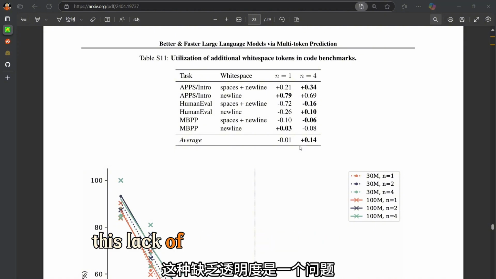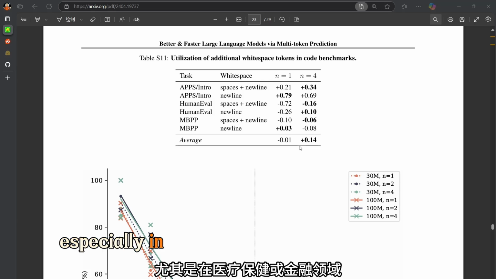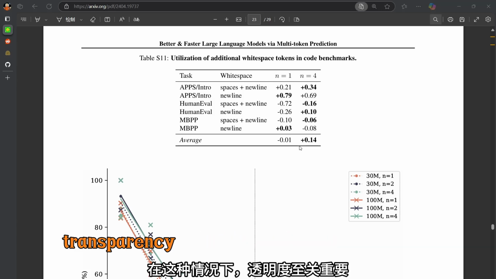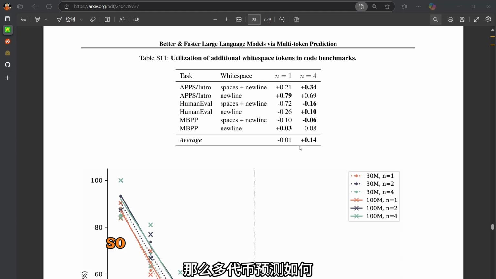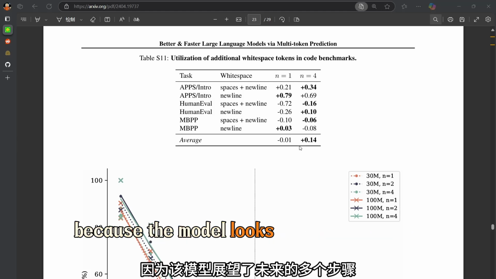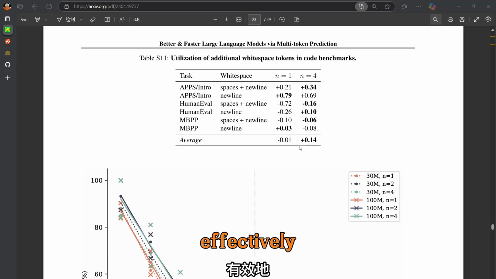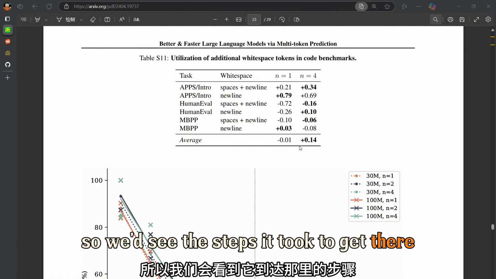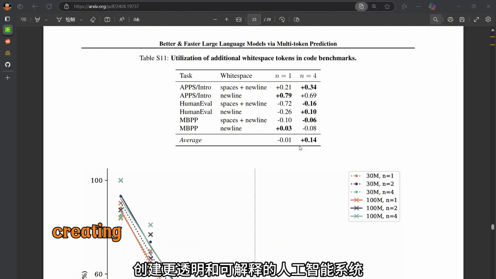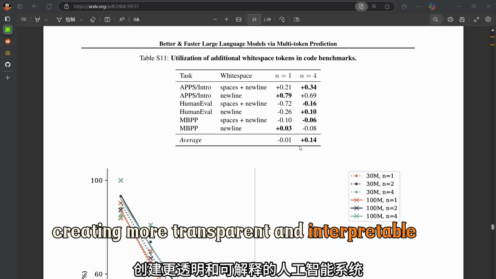Precisely. This lack of transparency is a problem, especially in fields like healthcare or finance. Transparency is critical in situations like that. So how can multi-token predictions help with explainability? Because the model looks ahead at multiple future steps, we might be able to retrace its reasoning more effectively. So we'd see the steps it took to get there, not just the final answer. It's all about creating more transparent and interpretable AI systems.